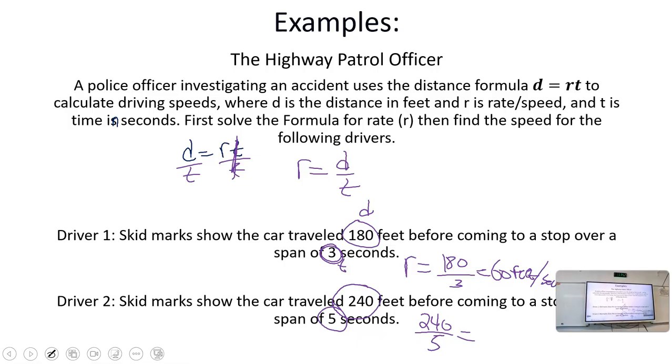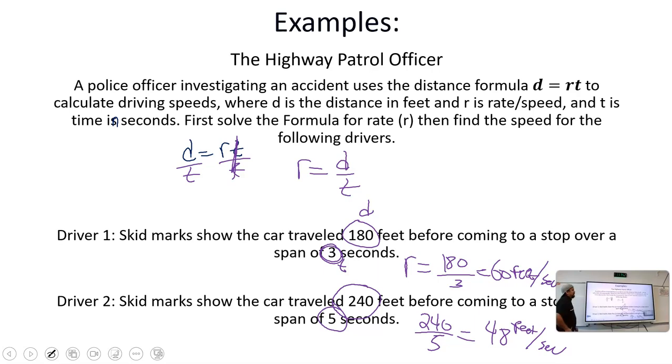Okay, so let's see. 100 divided by 5 is 20. 200 divided by 5 is 40. 40 divided by 5 is 8. That gives me approximately 48 feet per second. Is how fast that car was coming as it was trying to come to a stop.